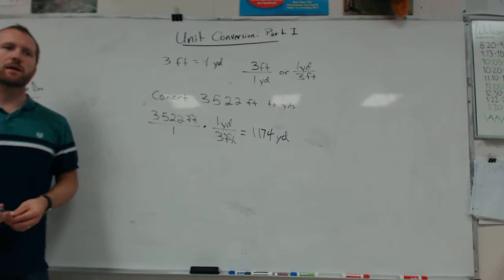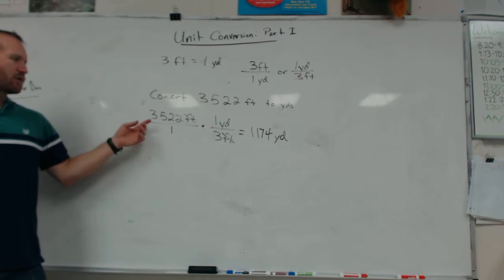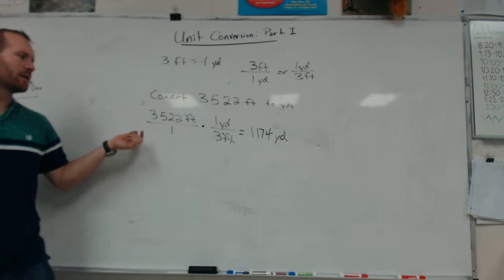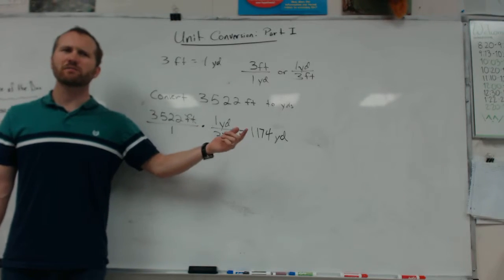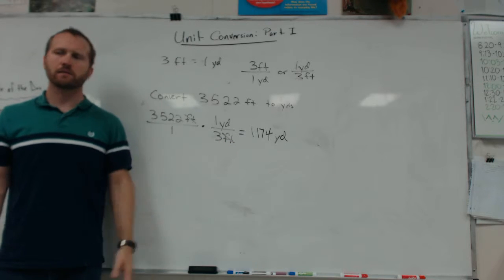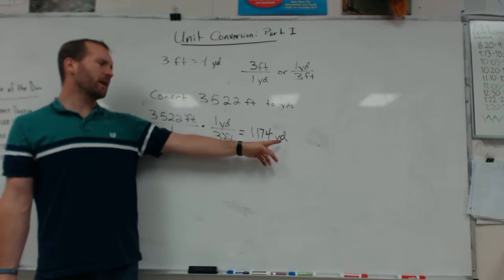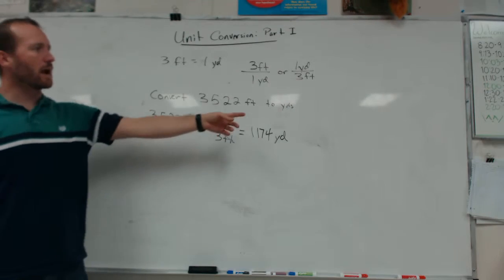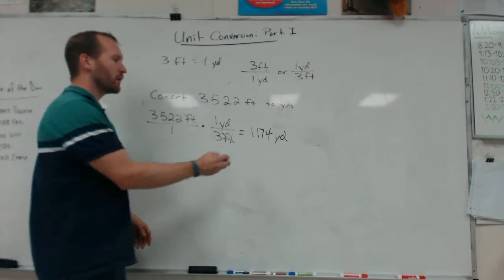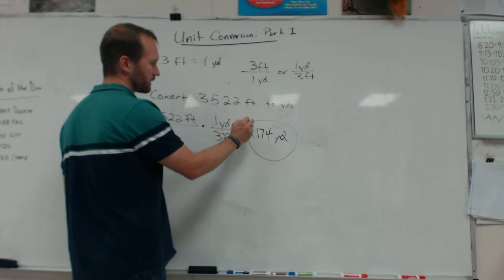Okay, let's think about it. Does this make sense? 3,000 something feet. Could that really be about 1,000 something yards? Yeah, makes sense roughly. And then we have yards. They asked me for yards. So I'm pretty confident that I could circle that answer.